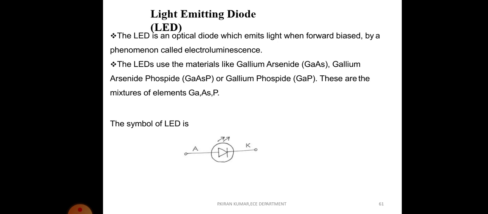So this diode operates in forward bias, while a photodiode operates in reverse bias. So how much voltage? Based on the bias voltage, the diode current, the LED current, is directly proportional.